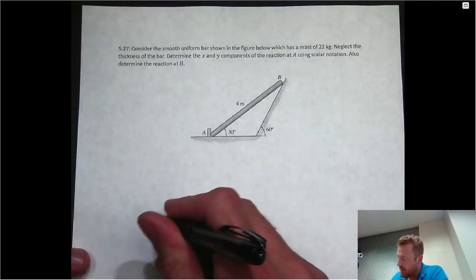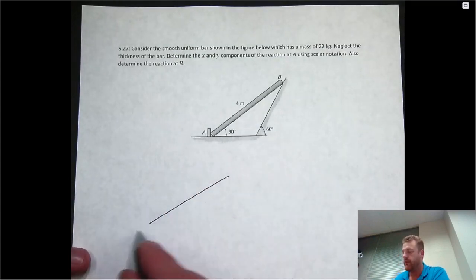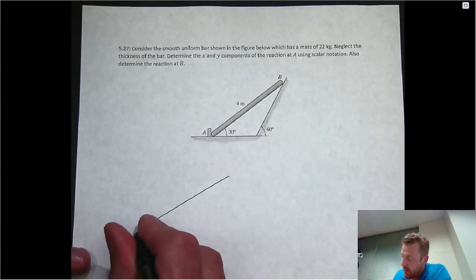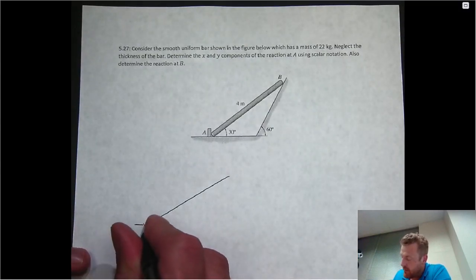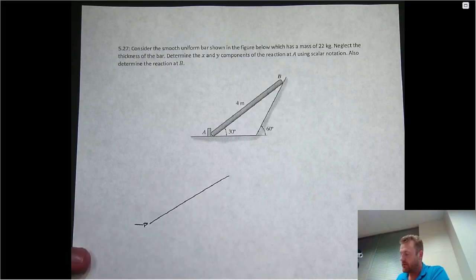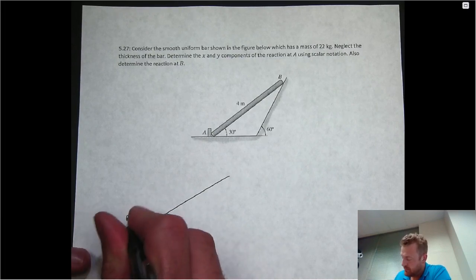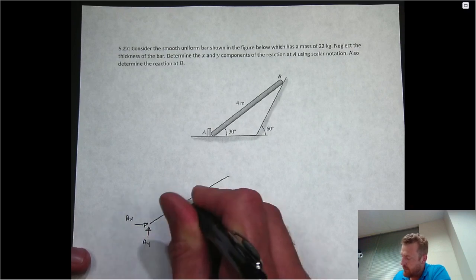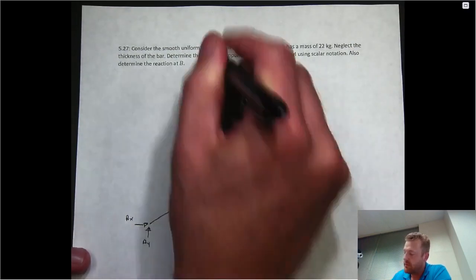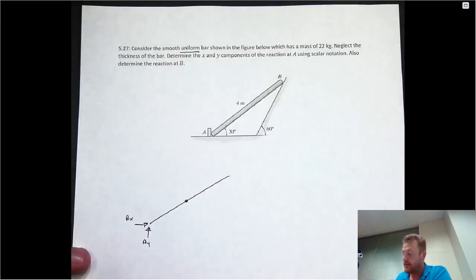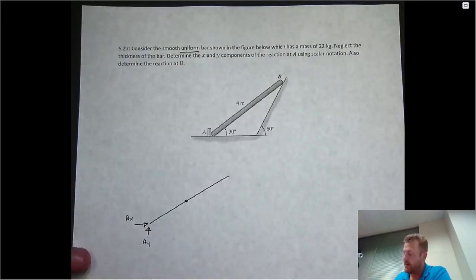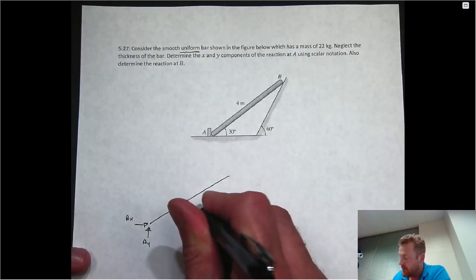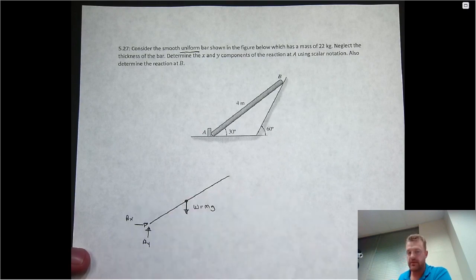So I'm going to start by drawing a free body diagram, and I'm going to model the rod as just a single line. I'm going to neglect its thickness as I was told to do. I'll draw in the reactions at points A and B. So I will just call this Ax and this Ay. In addition, I need to include the weight of the bar. And since we were told that it was a uniform bar, we know that the point at which we should apply the weight is right at the center of the line of symmetry of this. And its weight is just going to be its mass times the acceleration due to gravity.